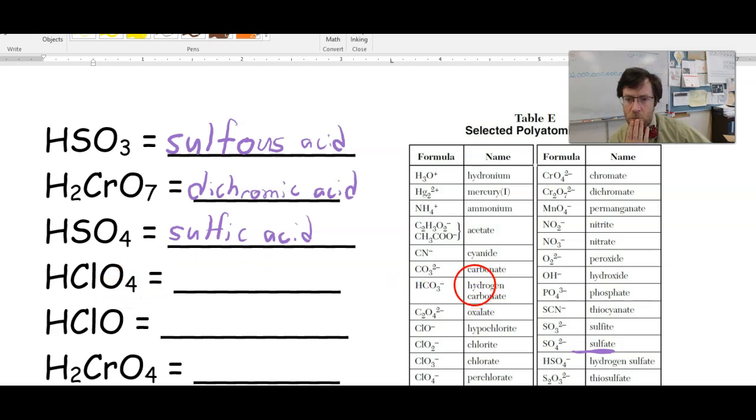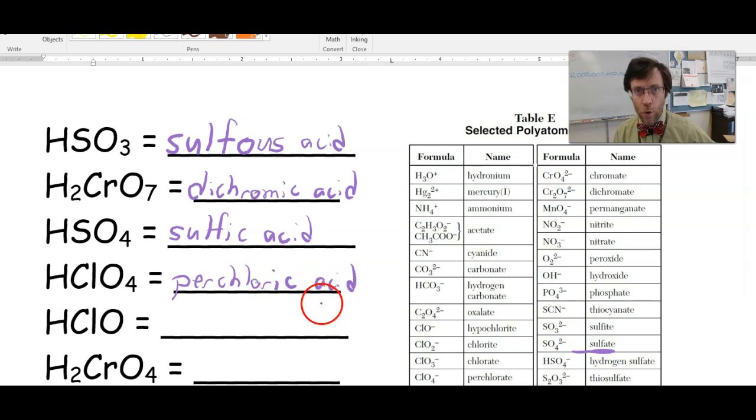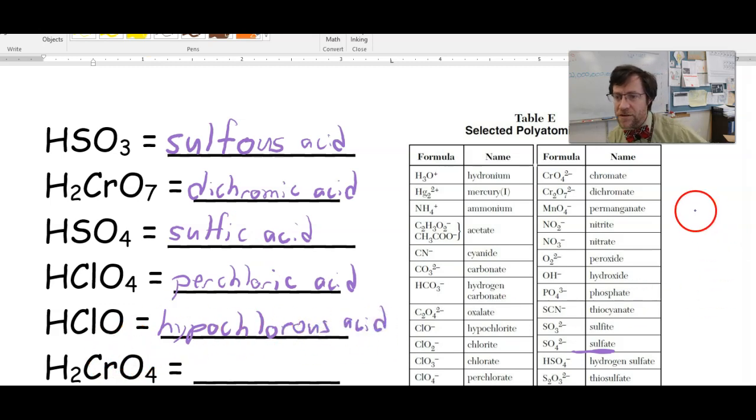All right, next, HClO4. ClO4. Where, oh, there it is. Perchlorate. All right, you turn ate to ic, and then you call it acid. That was easy. Guys, this is so easy. ClO is hypochlorite. Ooh, I'm going to have to spell that one. Okay, it goes ite to ous. Lovely.